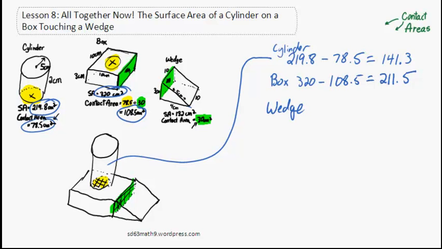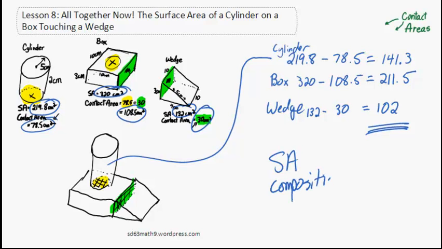The wedge has a total surface area of 132 centimeters squared minus the contact area of 30 centimeters squared, which I don't need a calculator for. It's 102 centimeters squared. So now we have it. The surface area of the composite is the sum of these three numbers. I'm trying to write composite here. Composite. It's equal to 454.8 centimeters squared.